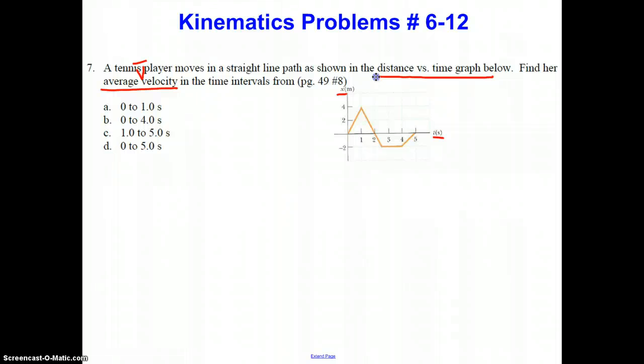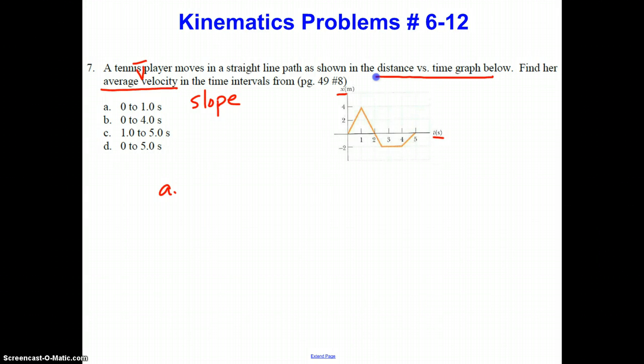All right. The key word that goes with average velocity when we look at a distance versus time graph is slope. So whenever we are to calculate average velocity on a distance versus time graph, position time graph, displacement time graph, all those the same thing, we need to calculate the slope of those lines.